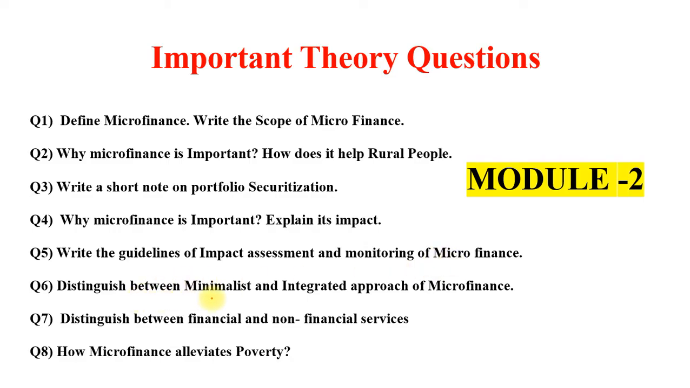Next is distinguish between minimalist and integrated approach of microfinance. Next, distinguish between financial and non-financial services. And the eighth one, how microfinance alleviates poverty. So under module 2, these are the 8 very important questions, and among that also the scope of microfinance, the importance, the impact, the distinction between financial and non-financial service, and how microfinance alleviates poverty. Very very important. So among these 8, these are the 5 which are very important. This is from module number 2.